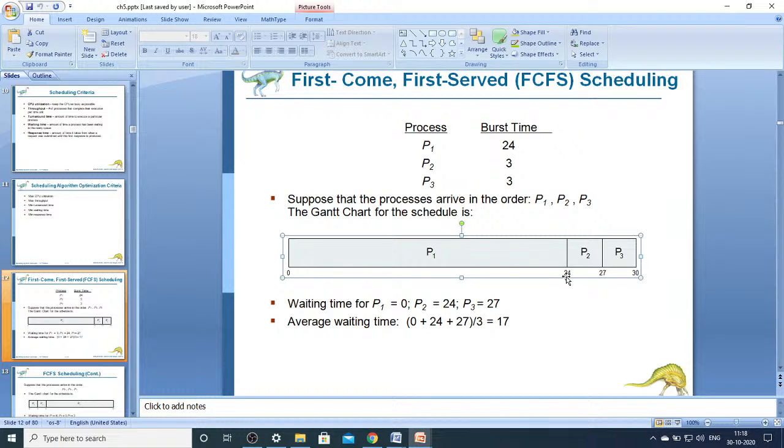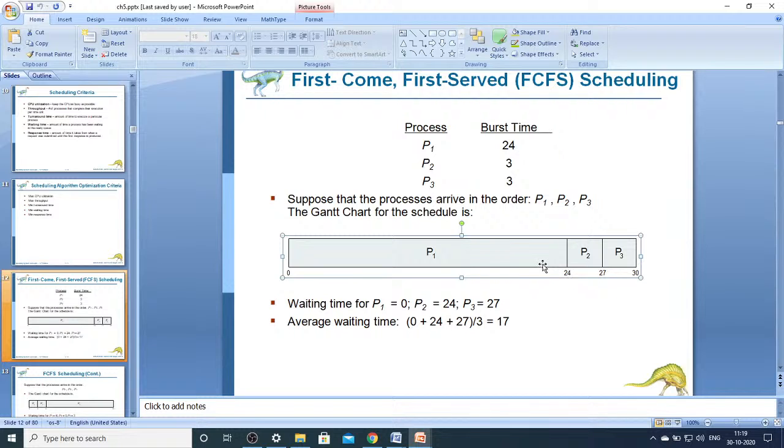They are not the turnaround times. They are just the finish or exit time. So when you subtract the arrival times from the exit time or finish time, then only you get the turnaround time. So this point to be noted very much.